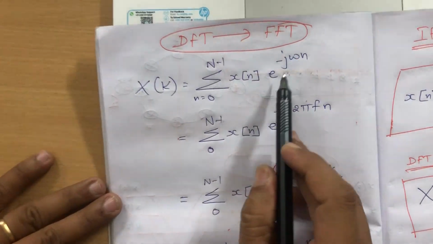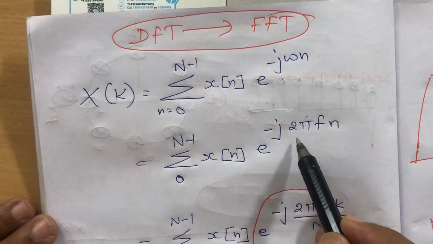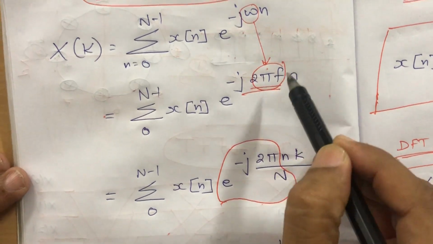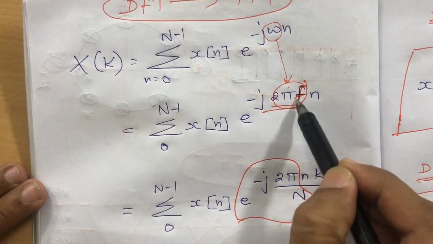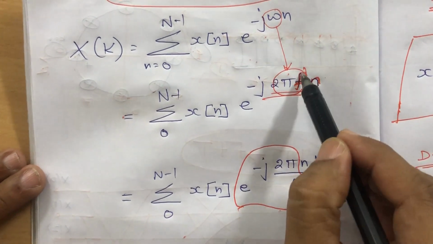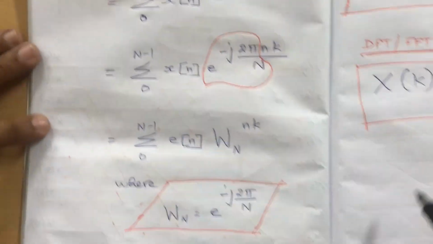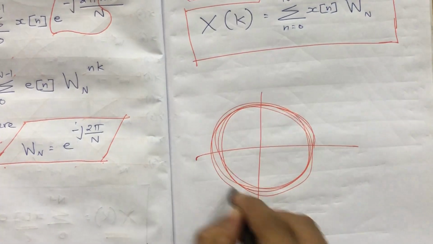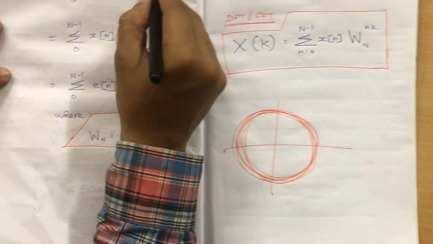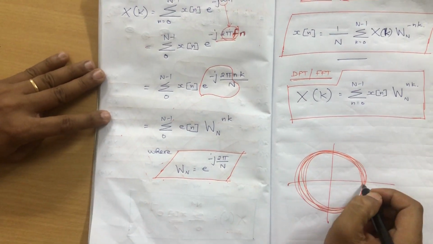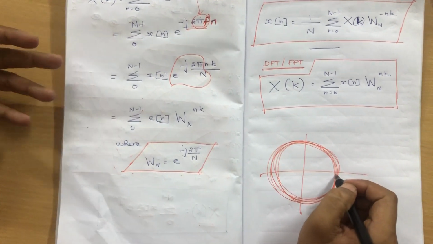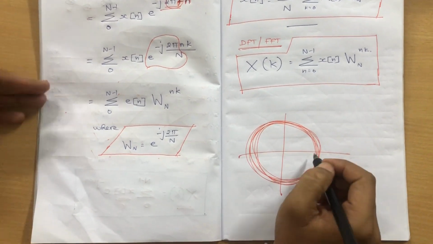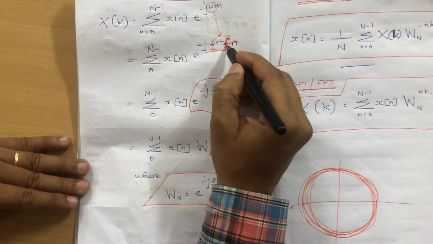x of n into e power minus j omega n, where omega means 2 pi f, f is the frequency. So this f is continuous, this n is discrete. Because it is continuous, in the frequency domain you will get a spectrum like this, continuous and periodic. This continuous signal cannot be processed by digital computers, because when computers are computing, the value should be finite. So this continuous f, we are going to take samples.